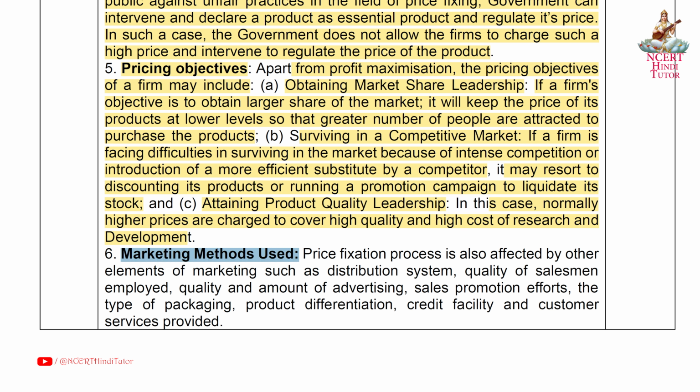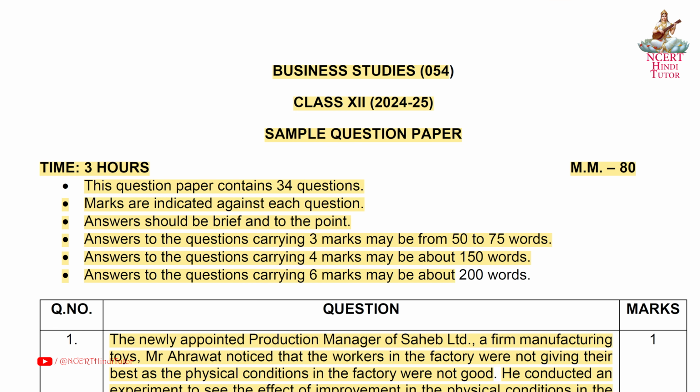Sixth, marketing methods used. Price fixation process is also affected by other elements of marketing such as distribution system, quality of salesmen employed, quality and amount of advertising, sales promotion efforts, the type of packaging, product differentiation, credit facility, and customer services provided. Friends, we have completed sample question paper for the subject Business Studies, code 054 of class 12th.